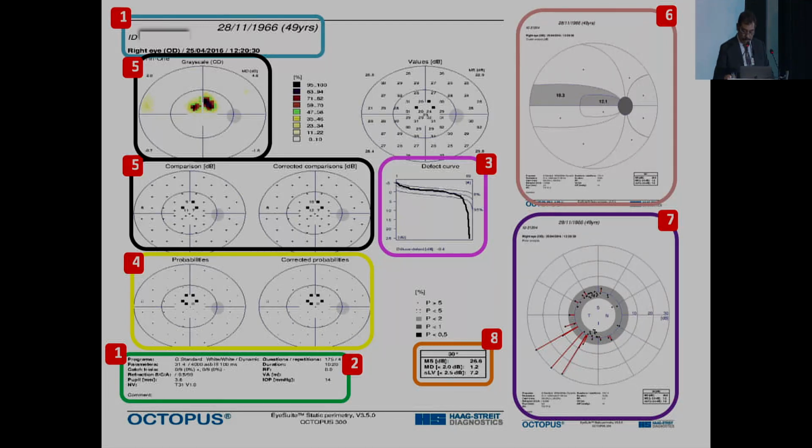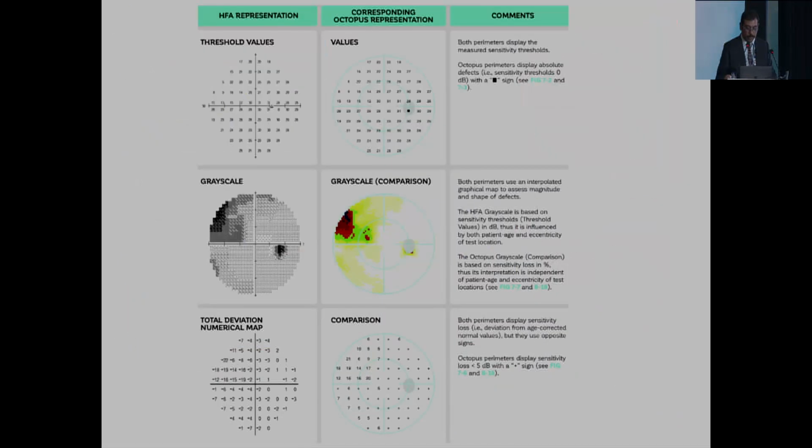So I'll show you the differences in this. The first one is the Humphreys, the second one is the Octopus. The threshold values are the same as the values in the Octopus. The grayscale in the Humphreys is a little different from the grayscale of the Octopus. The grayscale of the Octopus is basically taken from the total deviation plot, something similar to the Humphreys. So it is precisely what it means for the age-corrected values.